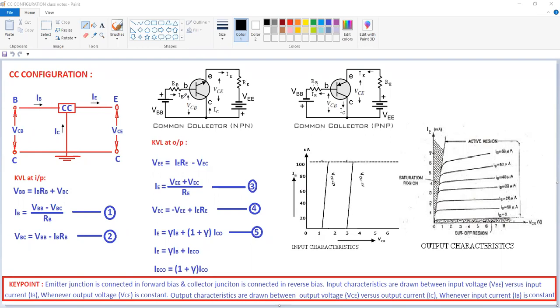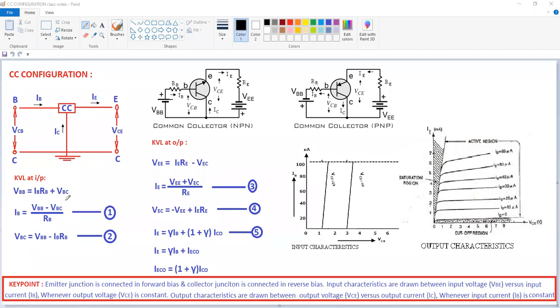Now again I'm writing the input equation as well as output equation, similar to your common base and common emitter configuration. In this case the current is flowing in the clockwise direction, from positive to negative. VBB is your voltage rise, whereas the voltage across RB and the voltage across the transistor are the voltage drops. By KVL statement, the algebraic sum of the voltage rises is equal to the algebraic sum of the voltage drops.